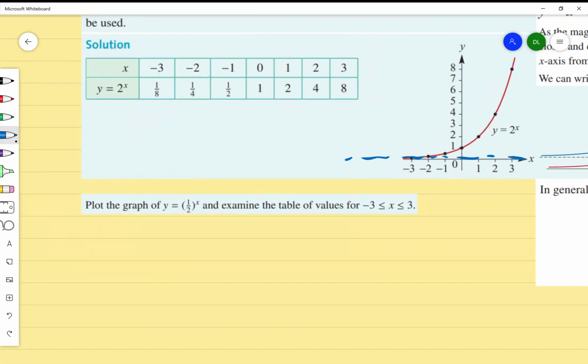I'm not going to graph this just because I can't be bothered doing a table. I think you guys know how to do table of values. No? Okay. So that's the exponential.